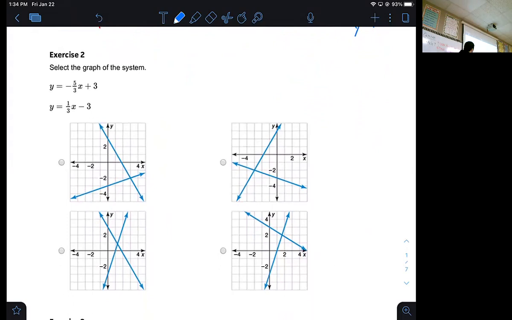One has a y-intercept of 3 and a slope of -5/3. 1, 2, 3, 4, 5. 1, 2, 3. Could be this one. 1, 2, 3, 4, 5. 1, 2, 3. Could be this one. Wait, hold on. 4, 5, 1, 2, 3. Not this one though, because it's supposed to have a negative slope, and this one has a positive slope, so we can rule that one out.